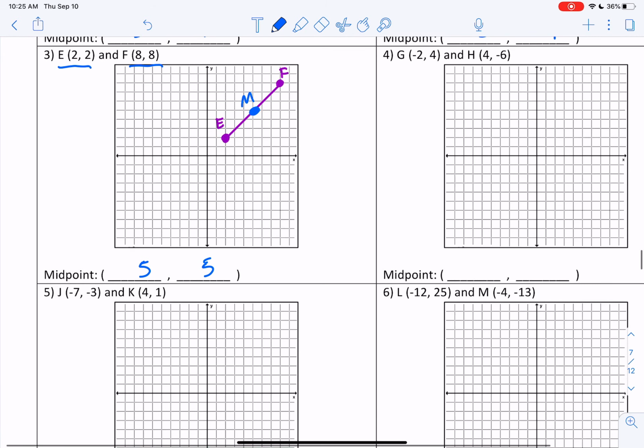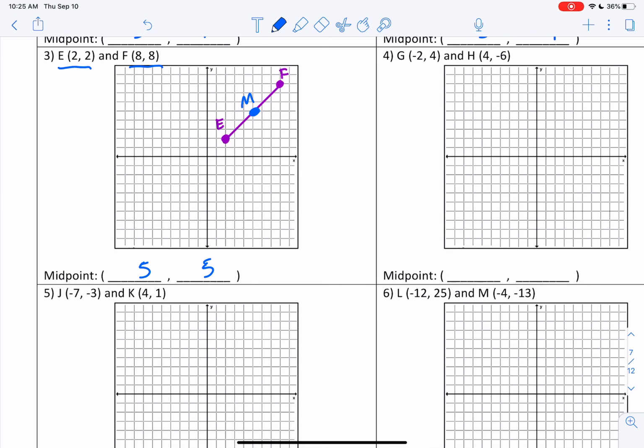All right, go ahead and try these last few problems. Try to find these midpoints, again, on your own, and then see if you can observe a pattern between the points that you're given and the actual midpoint.